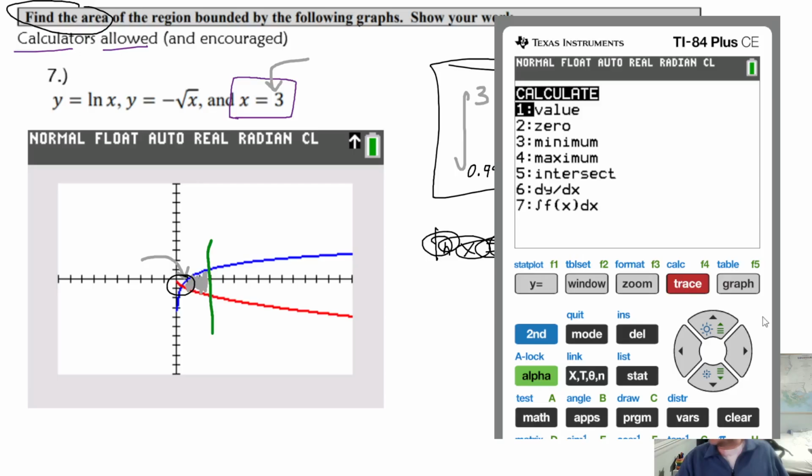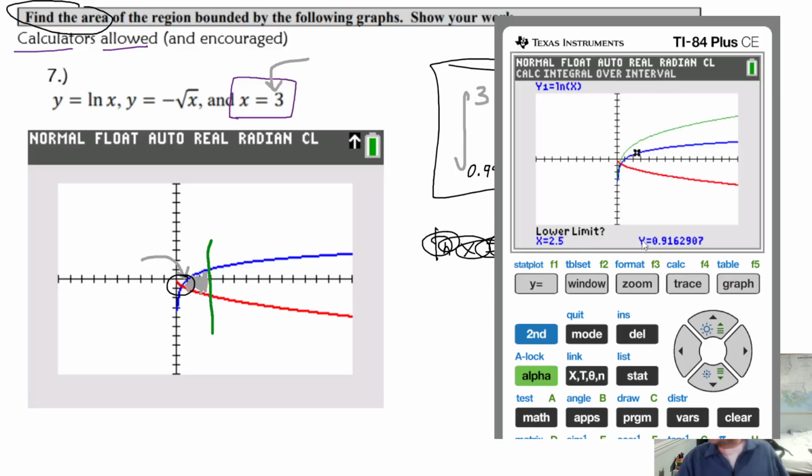I'm going to go second calc, 7. Now notice my calculator defaulted to the blue function. I don't want that. So press down, and it goes to the red. Press down again. Now you're on the green. Now that you're on the green, you can enter your lower limit, which was the 0.495. I'm just going to type the decimal, 0.495. Press enter. Our upper limit was 3. Press enter, and your calculator will very kindly do that math for you, showing you that the value of the integral is 4.371. So the area is 4.371.